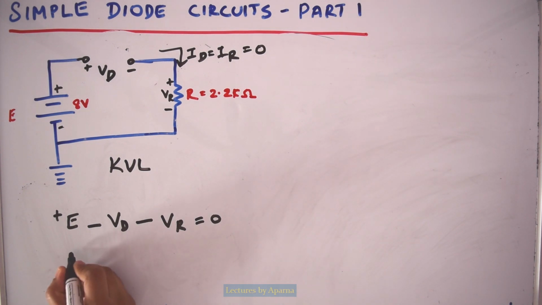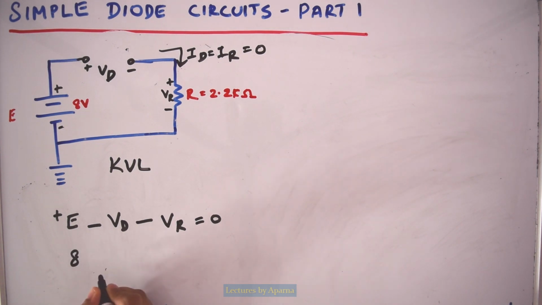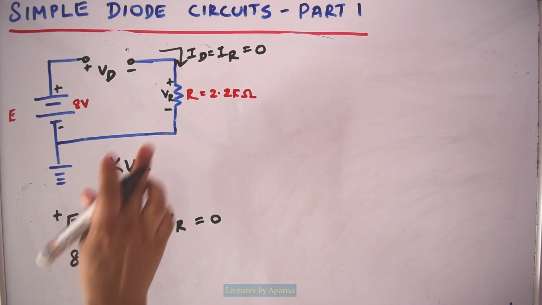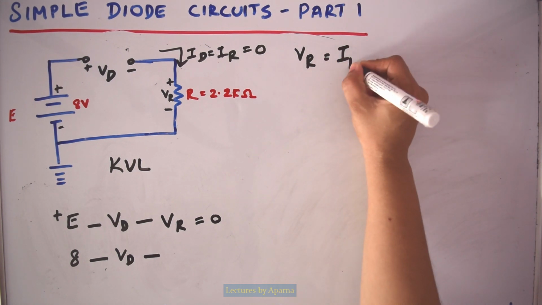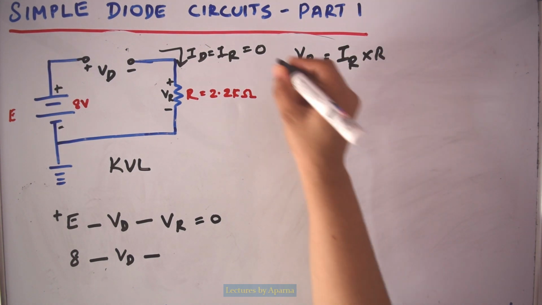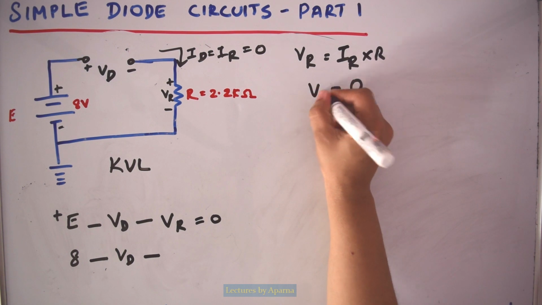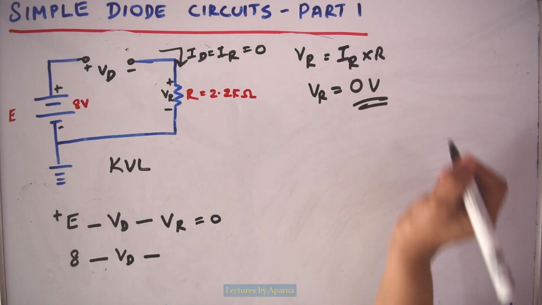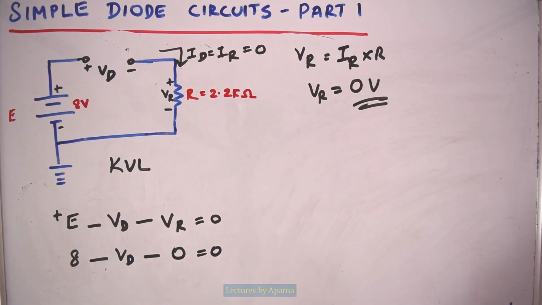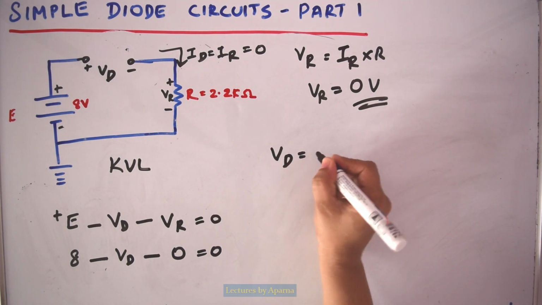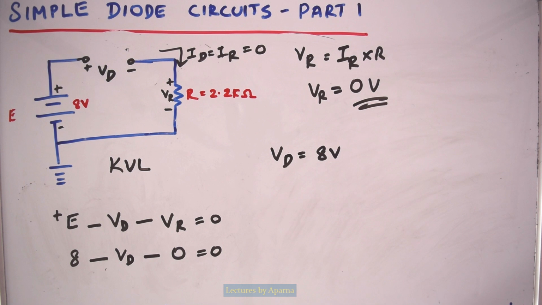Now E is equal to 8 volt minus VD minus VR. What is the value of VR? VR is equal to IR into R. IR is 0 here, so VR will be equal to 0 volt. Therefore you get VD is equal to 8 volt.